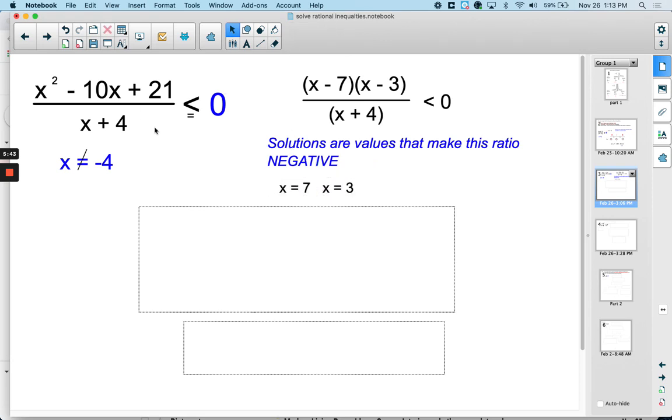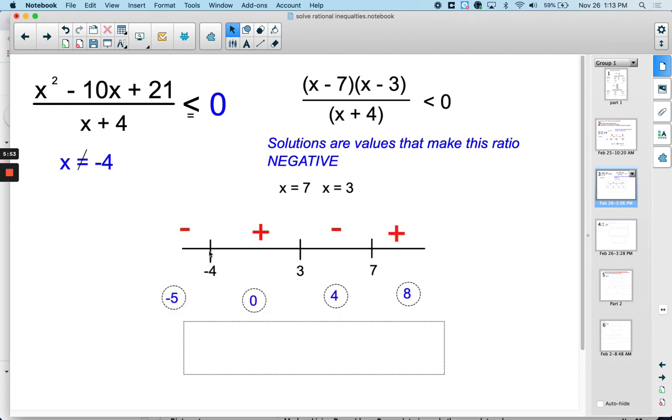So again, remember, we're looking for values that would make this whole ratio a negative number. So we create our sign chart here. So x equals negative 4 is our undefined value. That goes on the sign chart. X equals positive 3 is our one solution for the numerator. And x equals 7 is our other solution for the numerator. So we test values in the intervals that these divide up. So I pick negative 5 for less than negative 4. 0 is a great one to test. Then 4 is between 3 and 7, and 8.